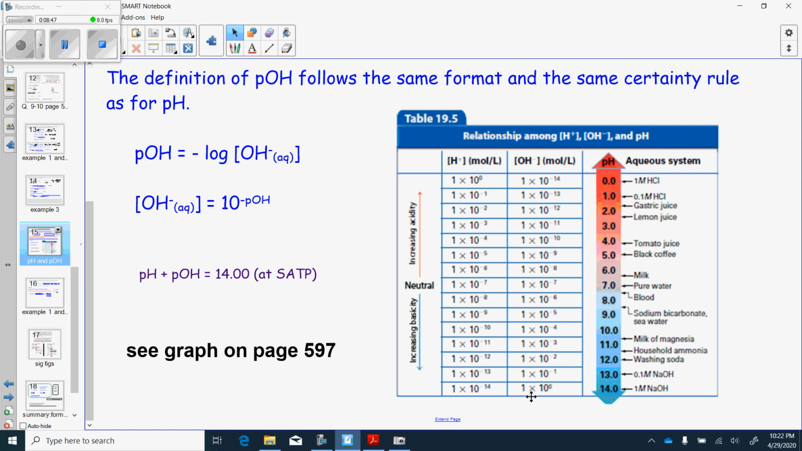Okay. What's true though is because of the scale, we also can look at this relationship. pH plus pOH is always going to equal 14. Just like Kw, remember OH negative times H positive always equals 1 times 10 to the negative 14. Kind of along the same idea. pH plus pOH is always equal to 14. Again, at SATP, so at 25 degrees Celsius, these formulas are true.